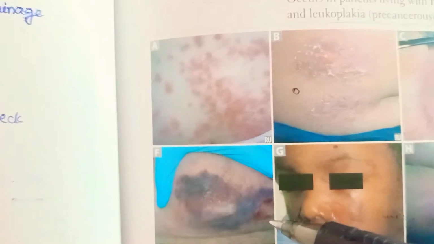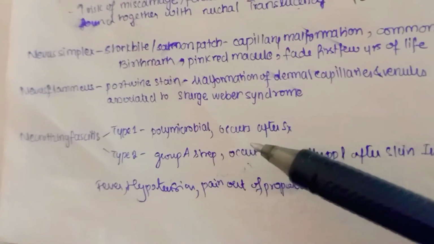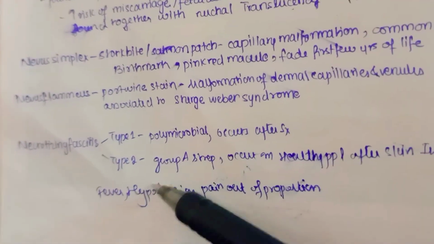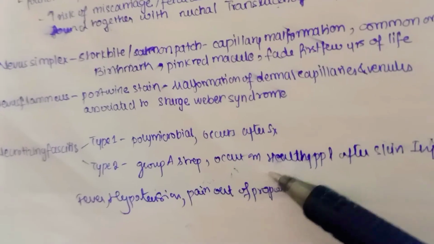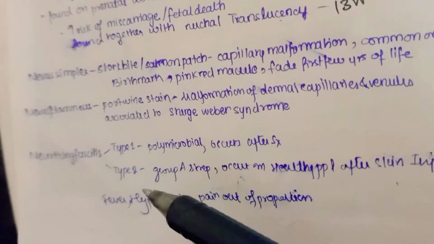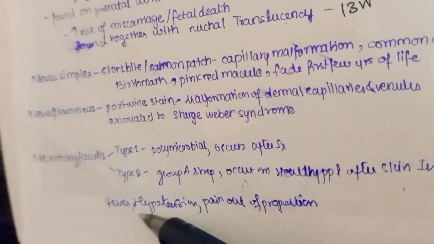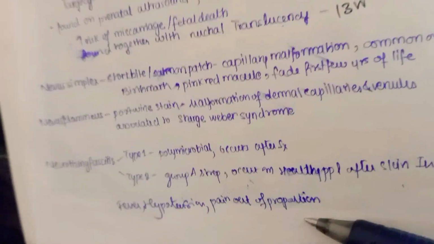And this necrotizing fasciitis is divided into two types. You can see here it is of two types. Type 1 is polymicrobial, occurs after surgery. Type 2 is group A streptococcus, occurs in healthy people after skin injury. So because of some skin injury it may form, that is type 2. Type 1 is after surgery. So here there will be fever, hypotension, pain out of proportion.